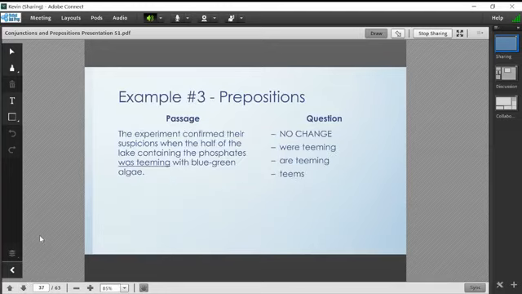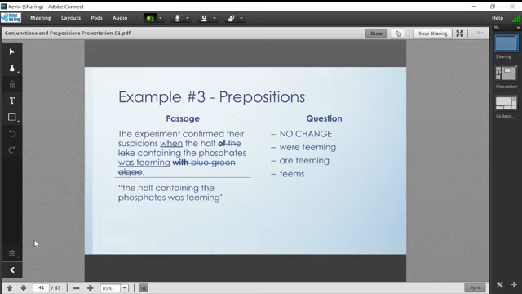I'm going to see the same thing with our next example. So in this case, again, let's take a look at the prepositions. Which ones can we get rid of? So let's go through the sentence. And again, like before, they're trying to make us think, phosphates was. Sounds weird, but again, it's the prepositions that we need to focus on. In this case, we have of and we have with. So again, we're going to eliminate those. So I can eliminate of the lake and I can eliminate with blue-green algae.